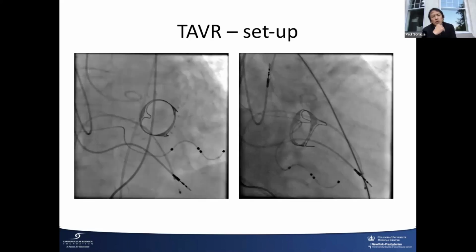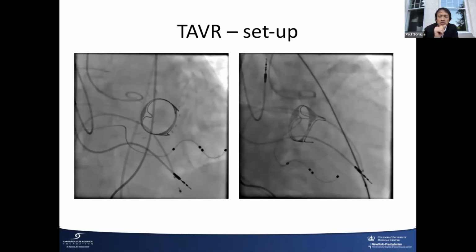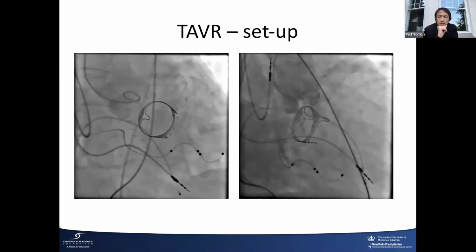Okay, so then a quick question for the panel. If you didn't have that valve strut, how would you size an Evolut for AR?